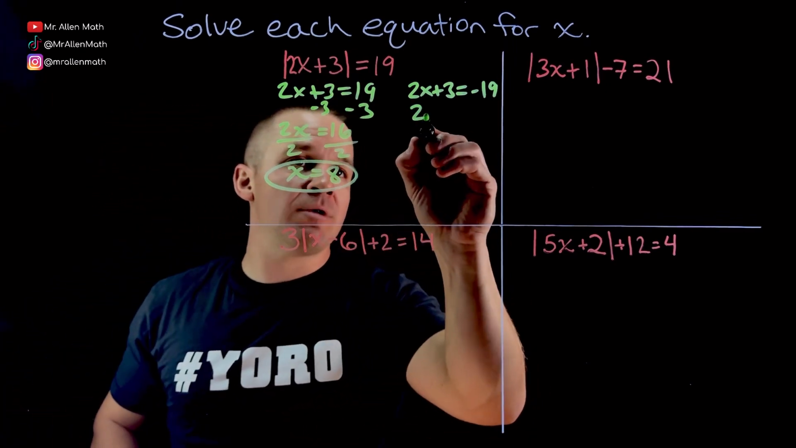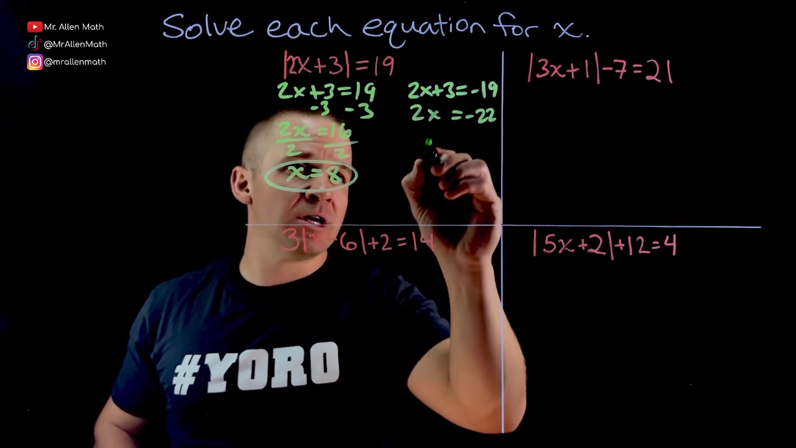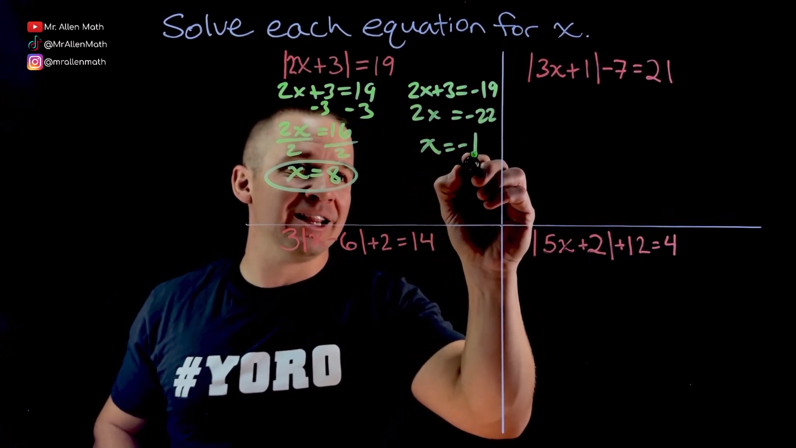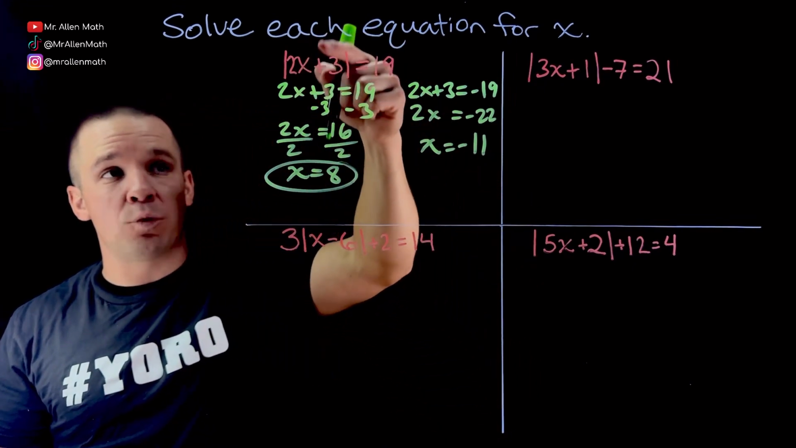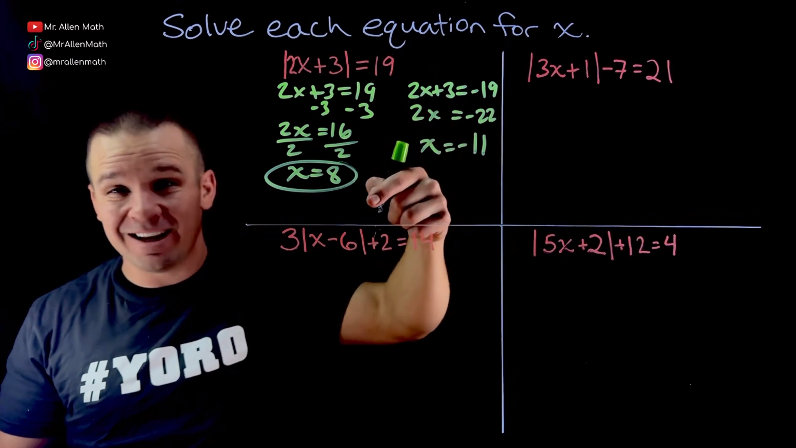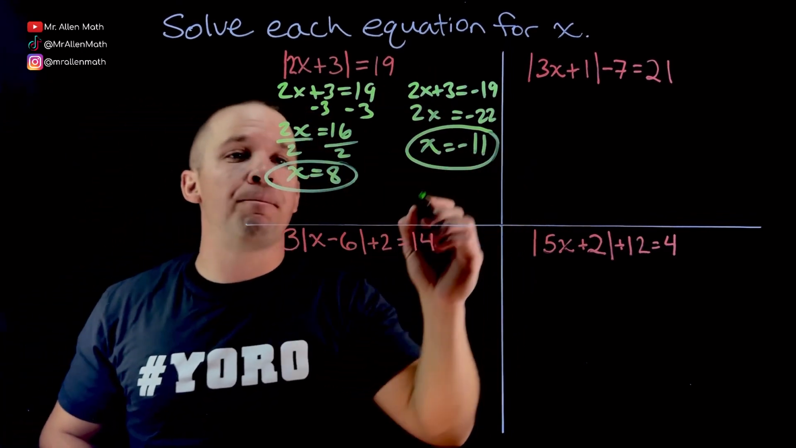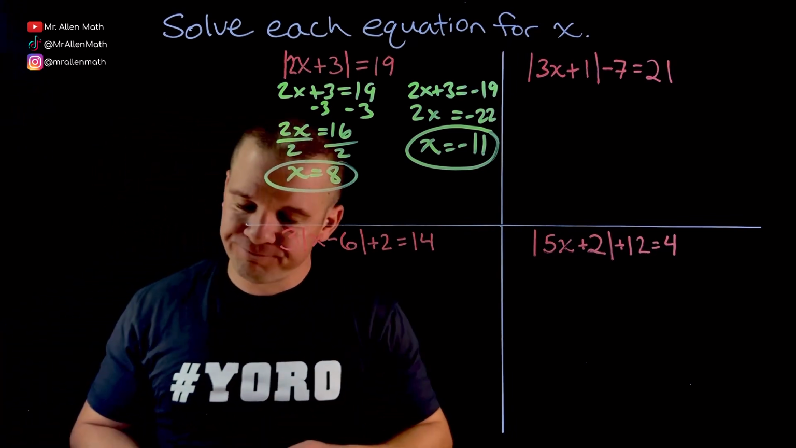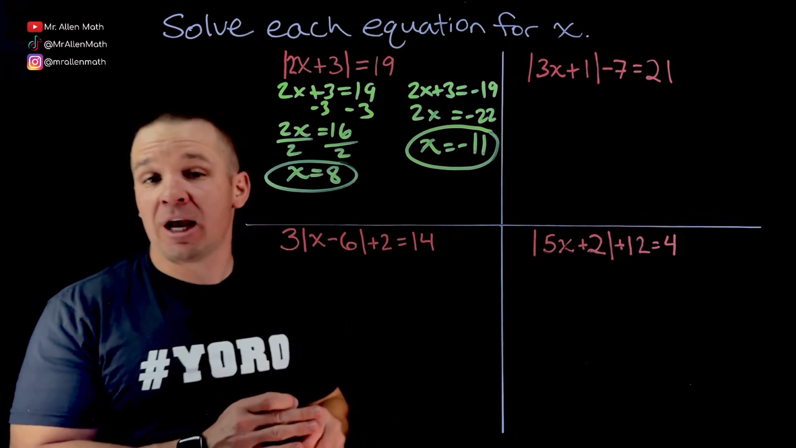Next one, I got 2x equals, I'm going to subtract 3, I get negative 22. Divide by 2, I get negative 11. If I plug negative 11 in, 2 times negative 11 is negative 22, plus 3 is negative 19. Absolute value of negative 19 is 19. They both work as they should. Beautiful, fantastic, and wonderful.